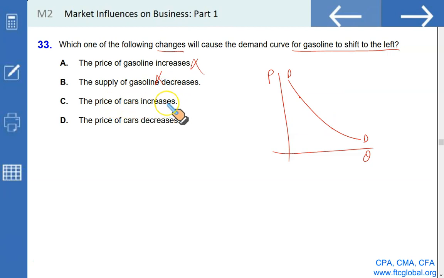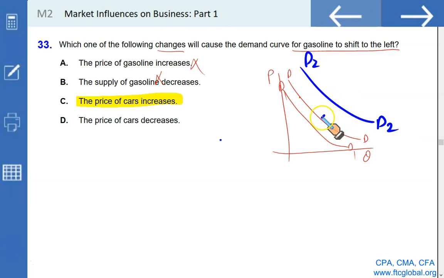The price of cars increases. Yes, when the price of cars increases, people will buy fewer cars, and fewer cars mean the demand curve will shift inward, or shift to the left, to new position D1. This is correct. And why not D? The price of cars decreases. When the price of cars decreases, that would see an increase in demand. The demand curve would shift outward, or shift to the right. But this is not the case, because we have to show the shift to the left, and that is possible only in option C.